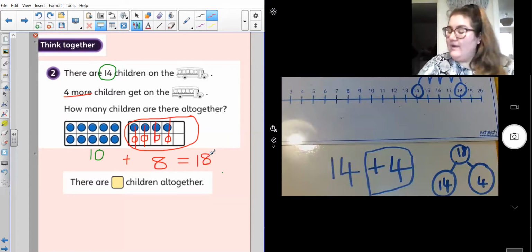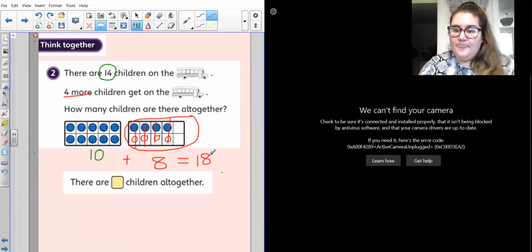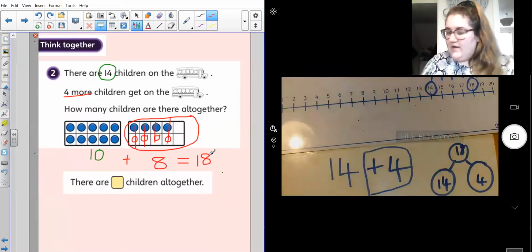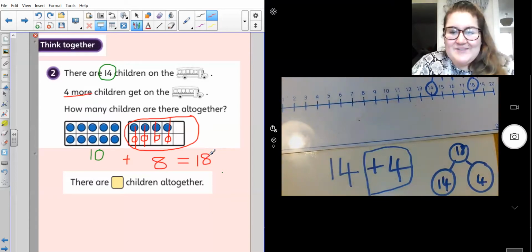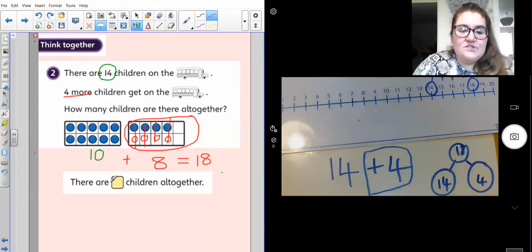So can you see how we have used 2 different resources to help us? We've used a number line. Camera actually wants to work for us today. Dear me. And we have used the 10 frames to help us. So we know that there are 18 children all together.